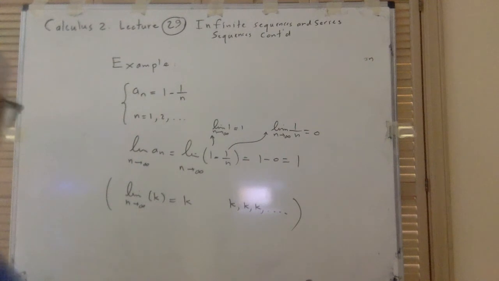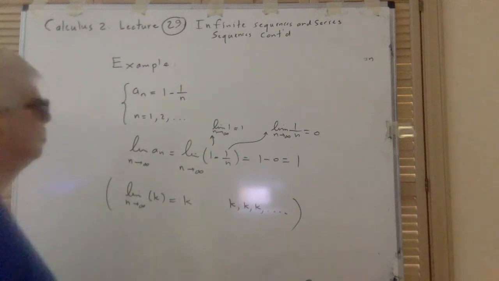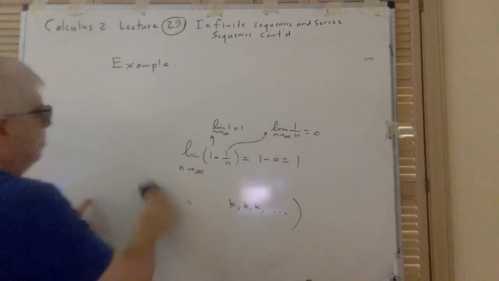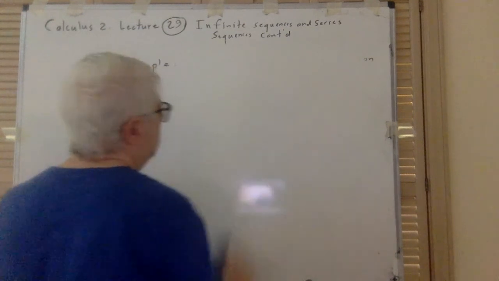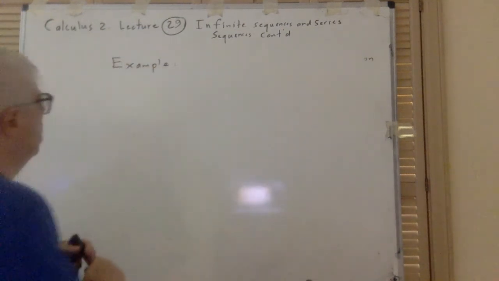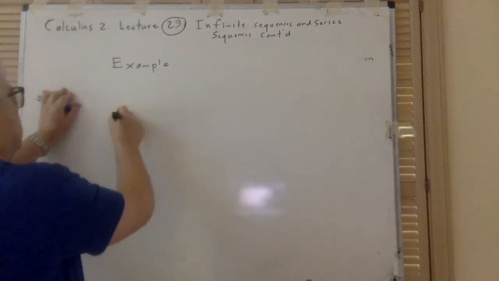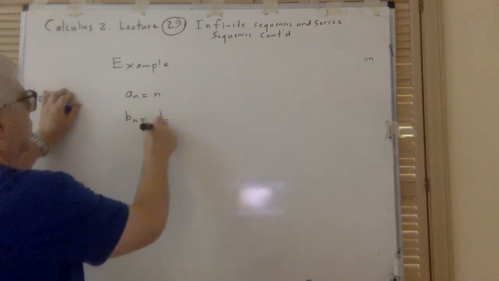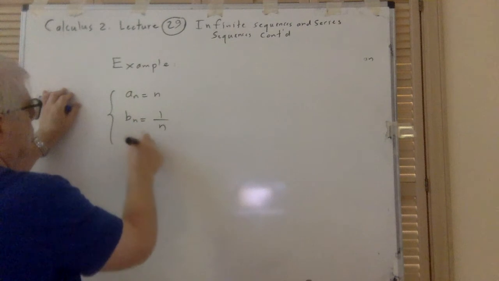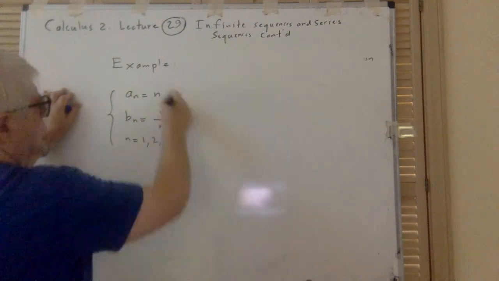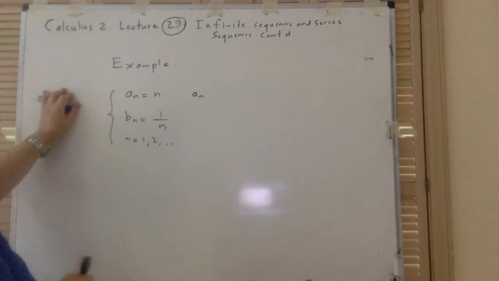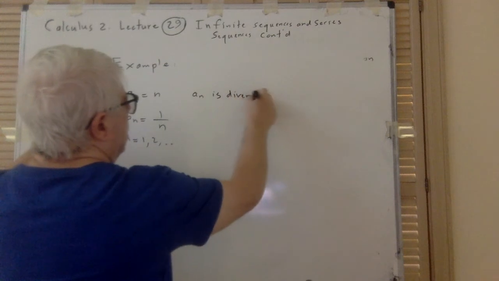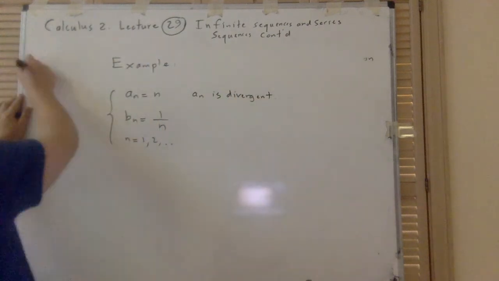Okay, now as another example, let's say I want to find this limit. Let's say an is simply n and bn is 1 over n, and n starts at 1, 2, dot, dot, dot. But this one is divergent. Divergent means there is no limit. An is divergent. So let me write here what divergent means.